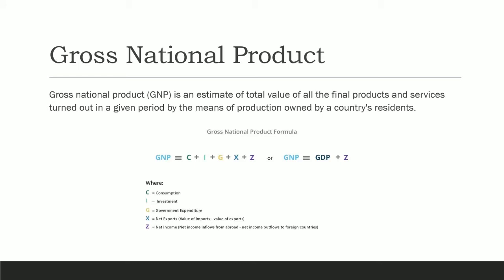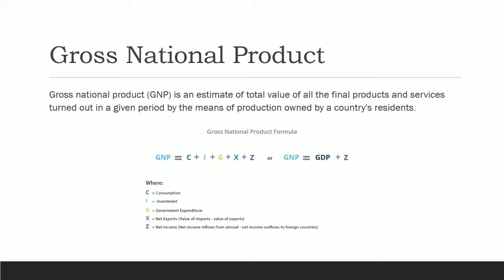Gross national product. Gross national product is an estimate of the total value of all the final products and services turned out in a given period by the means of production owned by a country's residents. And then this is the formula.